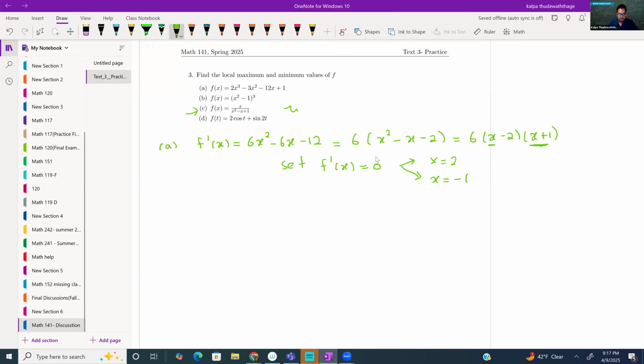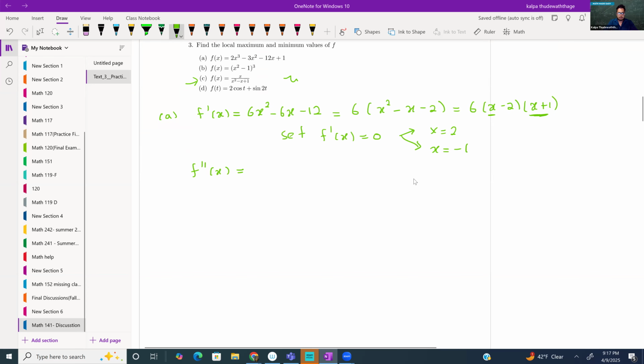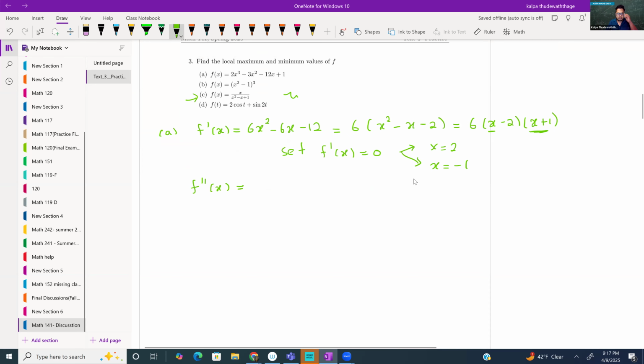To find that out, I take the second derivative, because this function is a polynomial. I can easily take the second derivative. If I take the second derivative, I take the first derivative and take one more derivative. So I can take 6 out, and it will be 2x minus 1. You can find the inflection point, but they don't ask you to find the inflection point there.